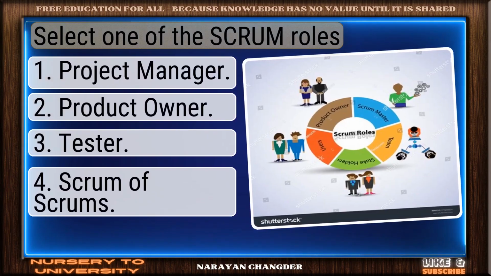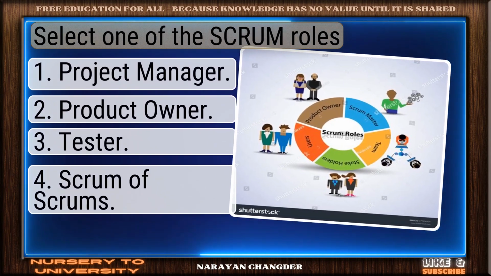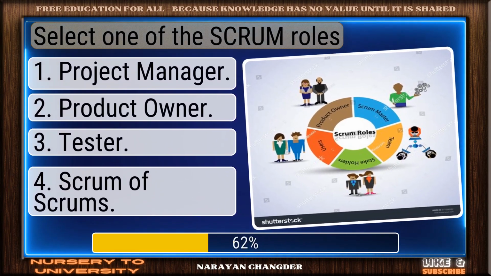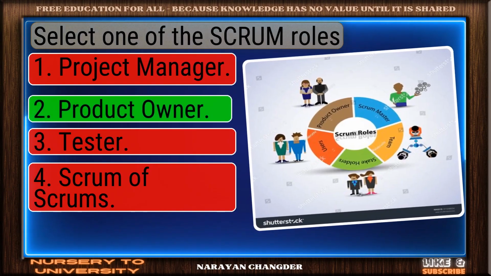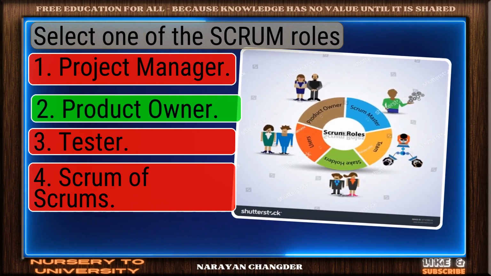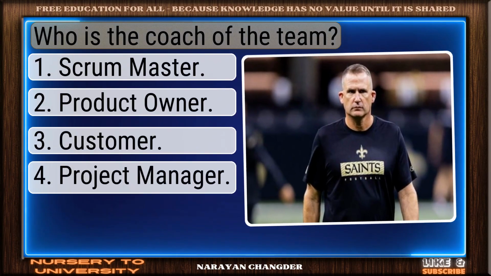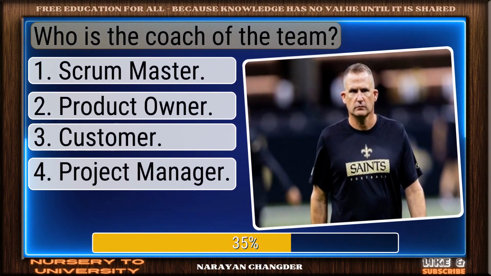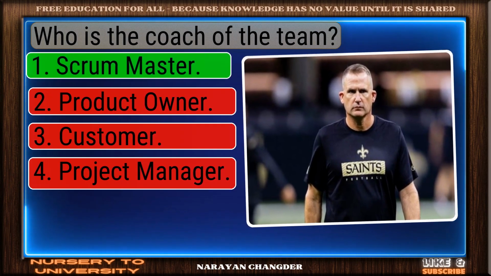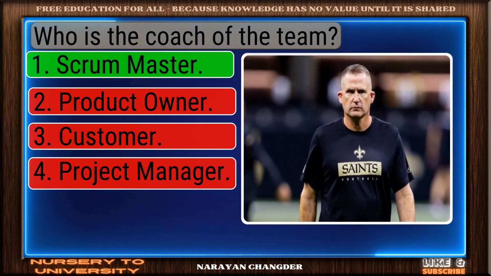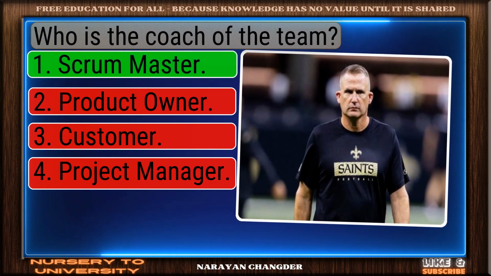Question number 27. Select one of the Scrum roles. You got it. Your choice, product owner, is right. Question number 28. Who is the coach of the team? Sharp thinking. Scrum Master is the right choice.